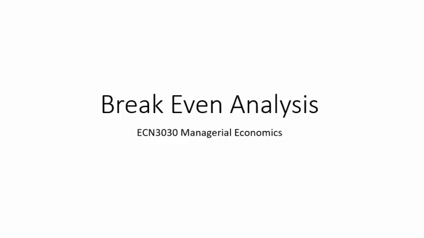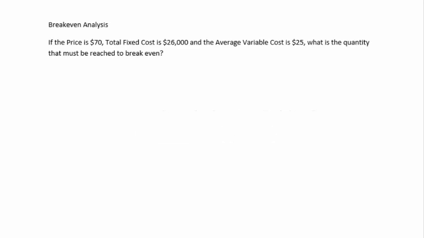In this video, we will be discussing break-even analysis as well as target profits. Here we have a problem where they tell us that if we have a good that we charge at $70, we have a total fixed cost of $26,000, and the average variable cost is $25, what quantity should we produce in order to break even?